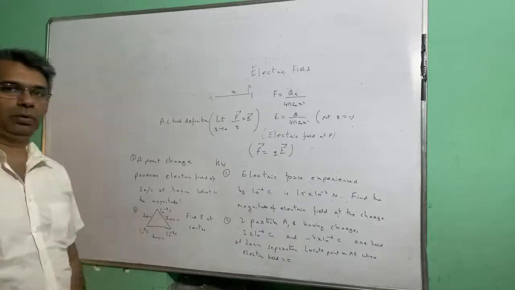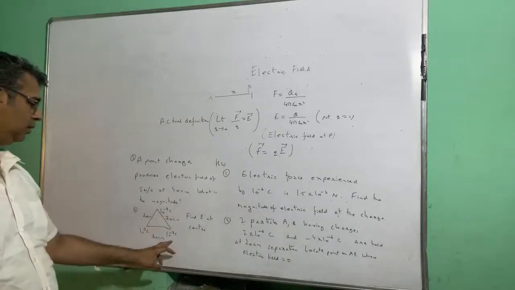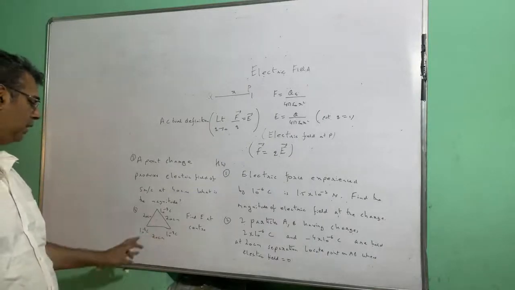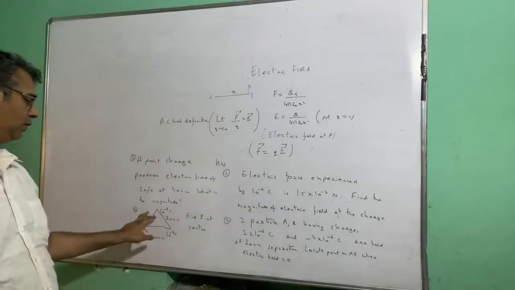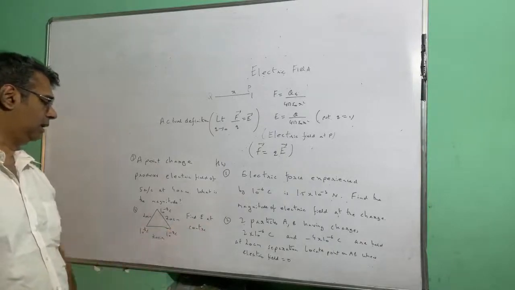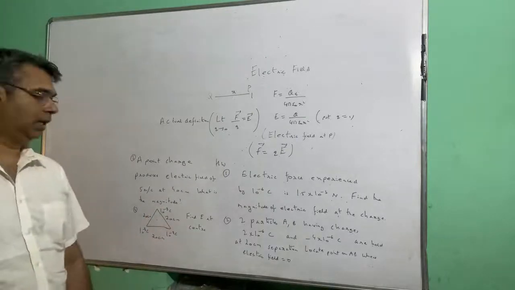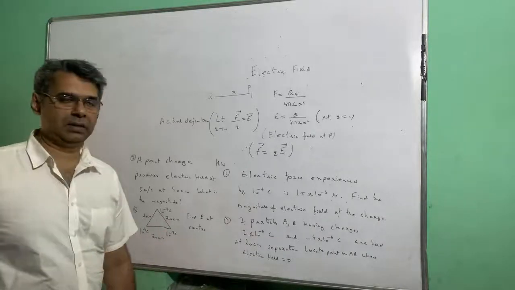And question number 4, you have 3 charges of 10 to the power minus 8 coulomb each, placed at the vertices of an equilateral triangle of side 20 centimeter each. So the question is, for this situation, find the electric field at the center. So 3 charges of 10 to the power minus 8 coulomb each at the vertices of an equilateral triangle of 20 centimeter each. Find the electric field at the center.